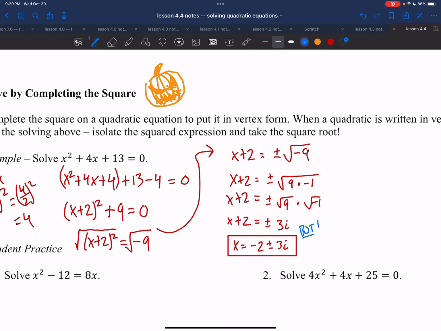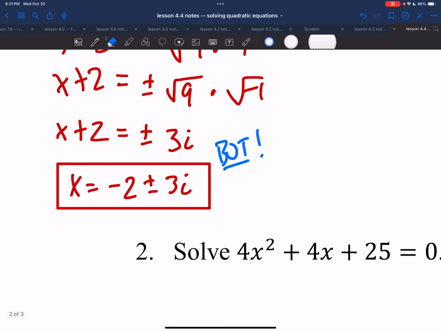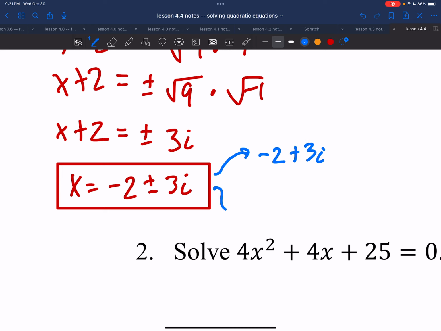But, I said but. Something to notice about my answers before I move on. What are my two answers here? They're both complex answers. The first answer is negative 2 plus 3i, and the second answer is negative 2 minus 3i.